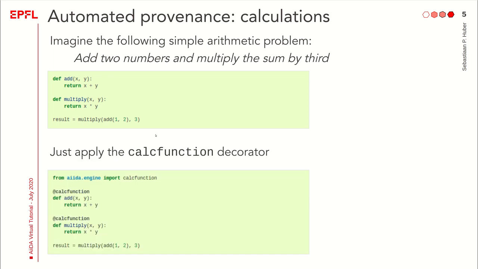You can do this through what's called a calcfunction decorator, that you can import from the AiiDA engine module. And all you have to do, a decorator in Python is nothing more than literally decorating a function by putting it on the top, preceded with an @ sign. So you put @calcfunction on add, and the same for multiply. This is all that's necessary and required to turn these functions into AiiDA provenance functions.